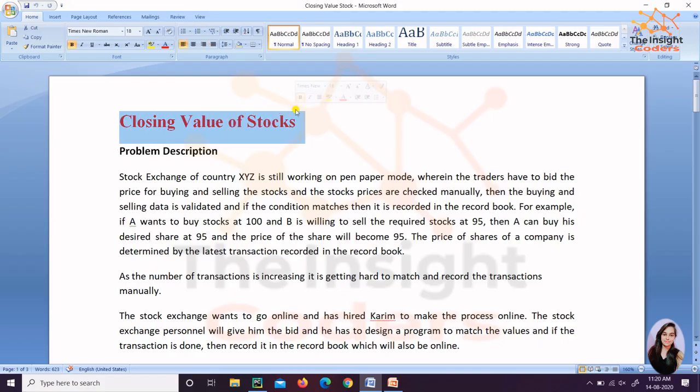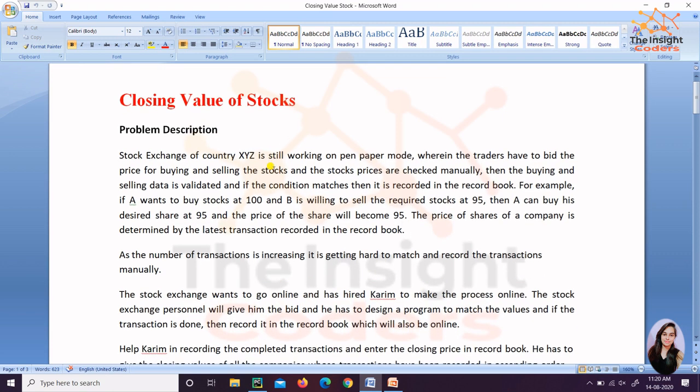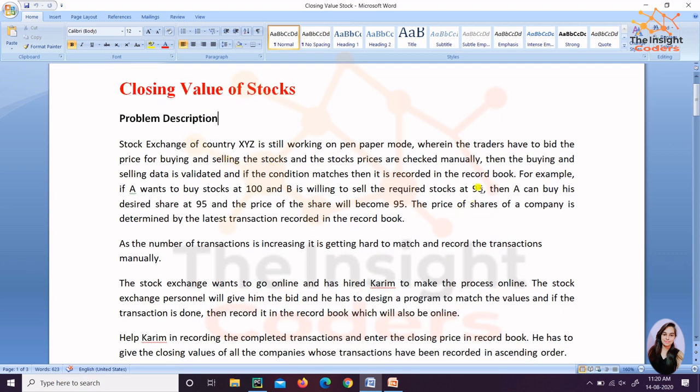So here is the question of closing values of stocks. Let me just first explain to you what the question is. It's somewhat for the traders, the stock exchange of a country. Actually now they are doing it on pen and paper, that means it's the offline mode. They want to switch it to the online mode.